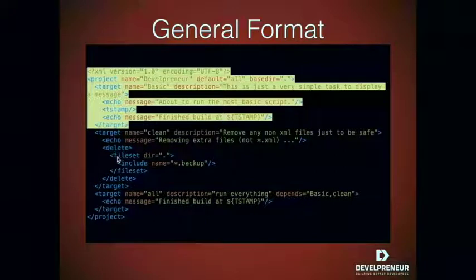The command is delete, and it creates a file set, which is, you can do a file or you can do a file set. A file set is where you're going to do anything that includes wildcards and things like that. So here my file set is setting a directory to current, and I'm going to include everything that has a name star.backup, and then I close out that tag, close out the delete.